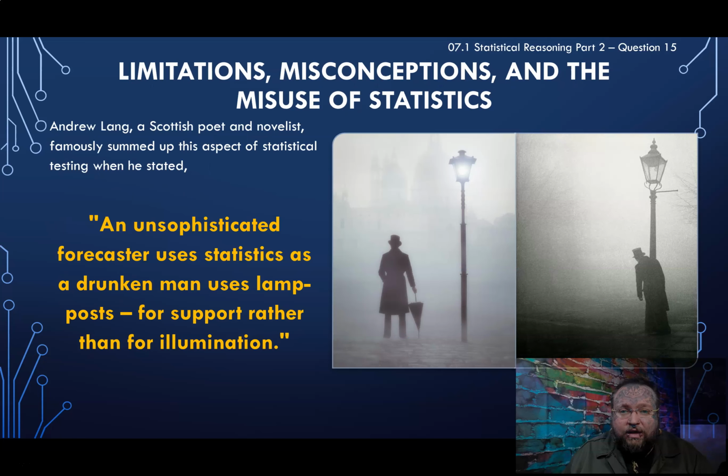A good one here, and I like to include this quote as well. This is coming from another article I'm pulling from, not from my own research, but it's from Andrew Lang, a Scottish poet and novelist, who famously summed up the aspect of statistical testing when he stated, "An unsophisticated forecaster uses statistics as a drunken man uses lampposts for support rather than illumination." So there is more meaning in being the forecaster looking at the data: you're not trying to look at the data to support what you've got, you're trying to illuminate and see what's happening.